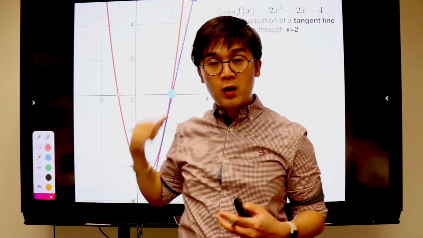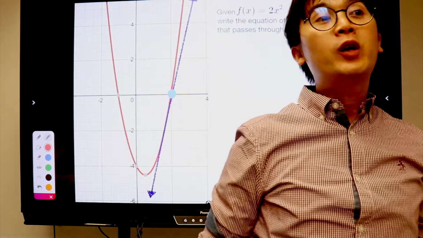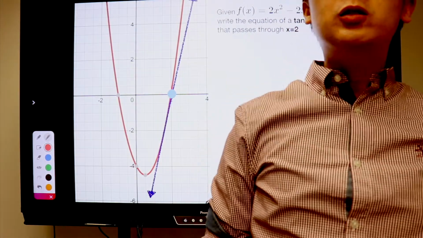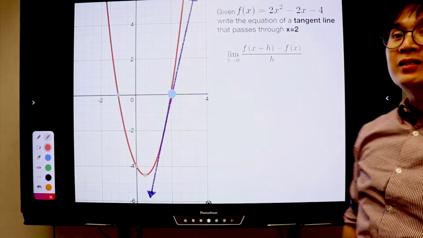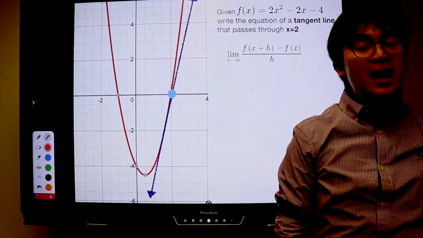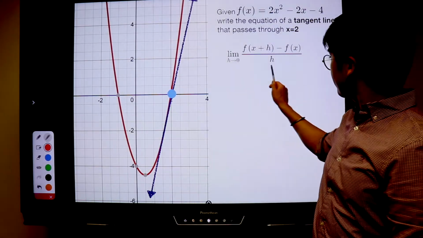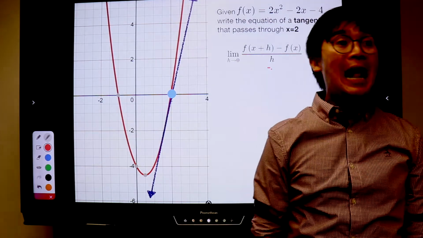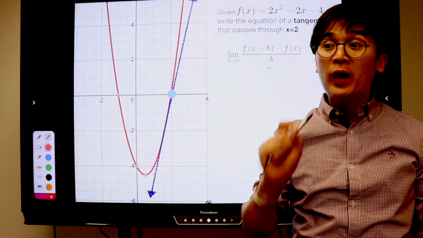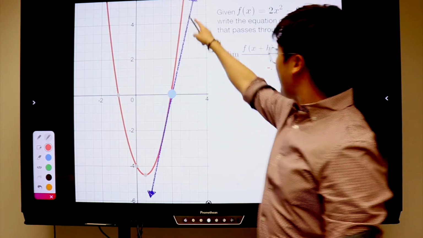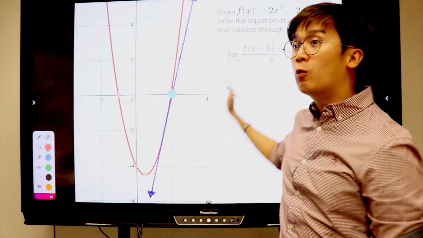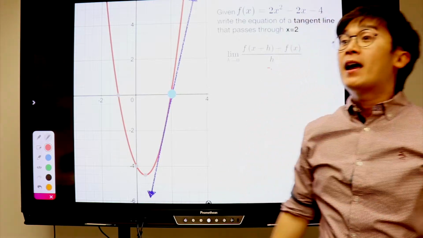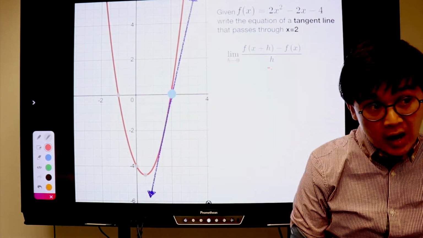Same thing with this one. Since we only have a few clues, we're going to do a little bit of work to answer this problem. And to be able to do that, we're going to be using this particular formula. This is the formula that will help us find the equation of the slope at any given point in your function. That's basically what this formula is telling us to do or find.